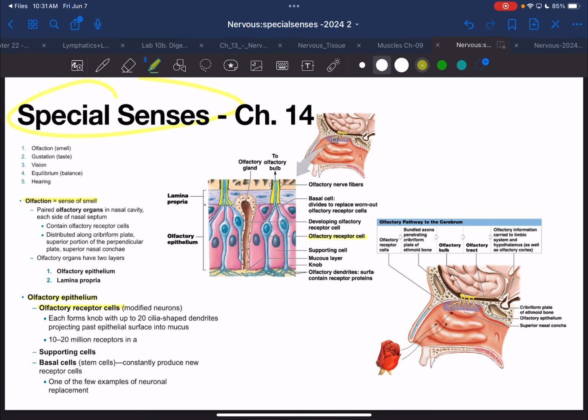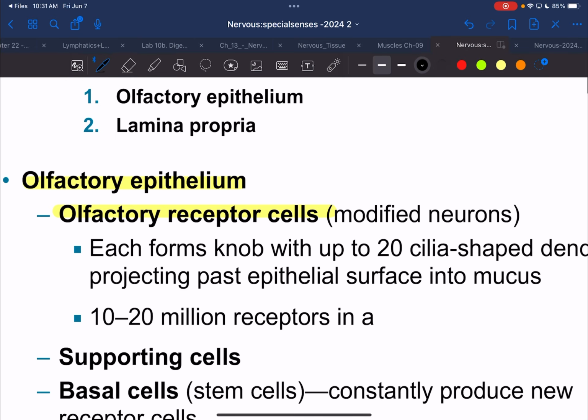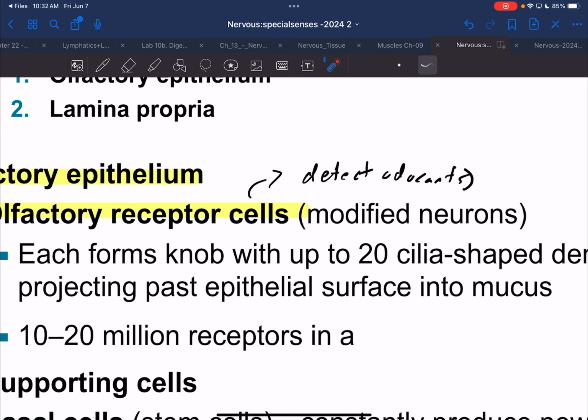And I'm actually not seeing the word here. Odorants, like I said, I didn't put it in. And they pick up odorants. I'm going to write it in. Detect odorants. Like odors, odorants. And let me reposition my iPad here.